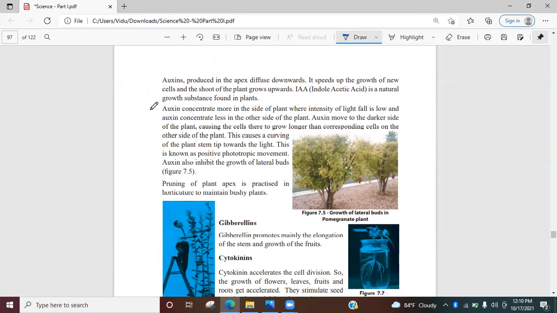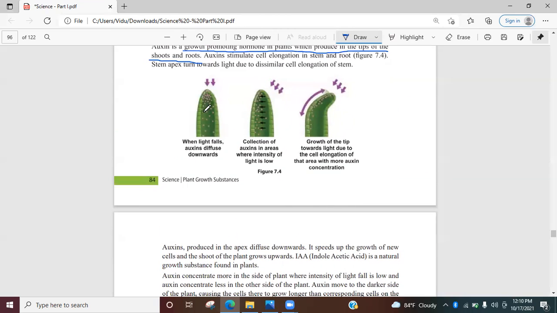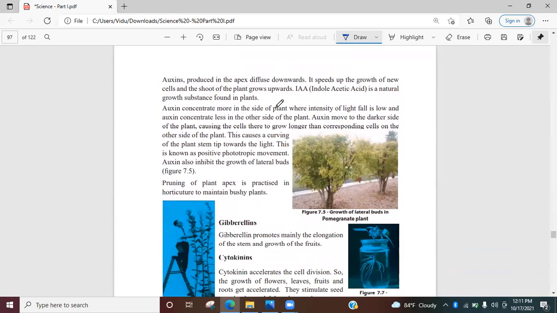Auxins produced in the apex diffuse downwards. It speeds the growth of new cells and the shoots of the plant grow upwards. Like in this picture, if auxins diffuse downwards, it speeds up the growth of new cells and the shoots of the plant grow upwards. IAA, indole acetic acid, is a natural growth substance found in plants.